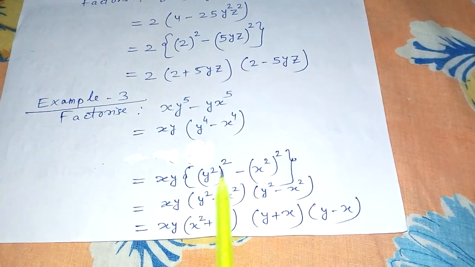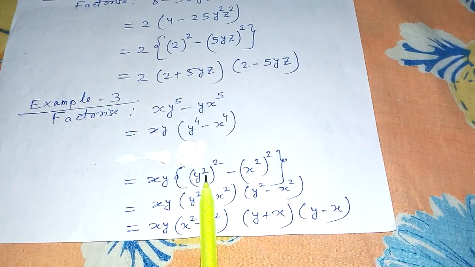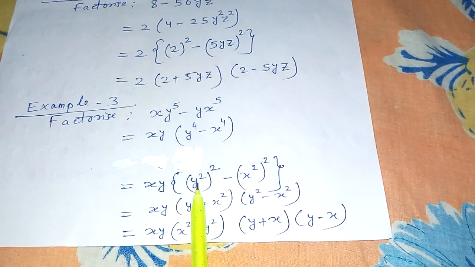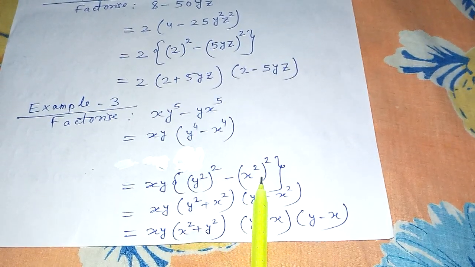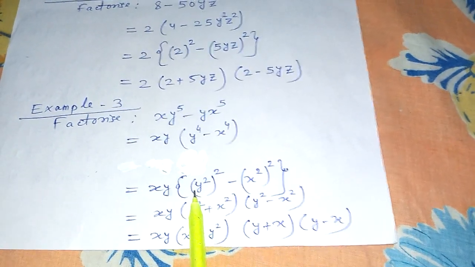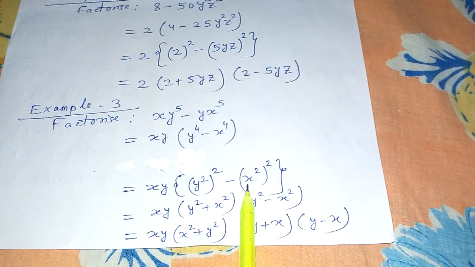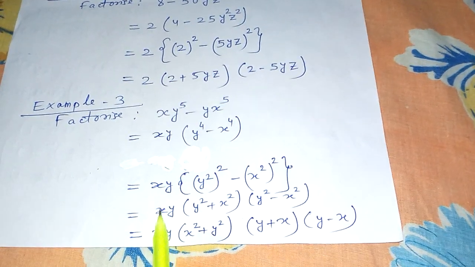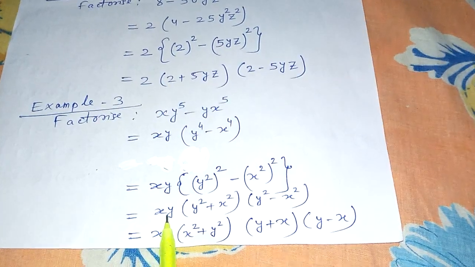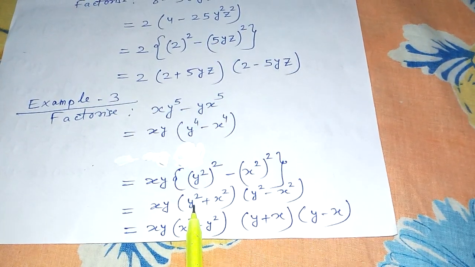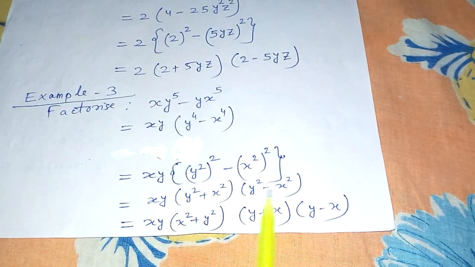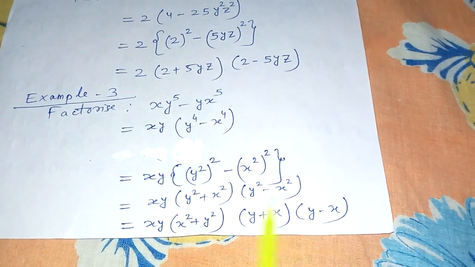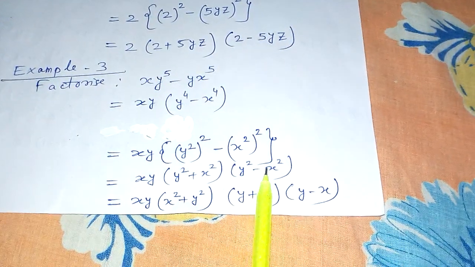Again we can see here that this is the formula of a square minus b square. How? y square is a, x square is b. So a square minus b square. That means y square here is a and x square here is b, and xy is common. So xy we keep outside, and we write a plus b into a minus b, that is, (y square plus x square) into (y square minus x square). But this again becomes further a formula of a square minus b square.